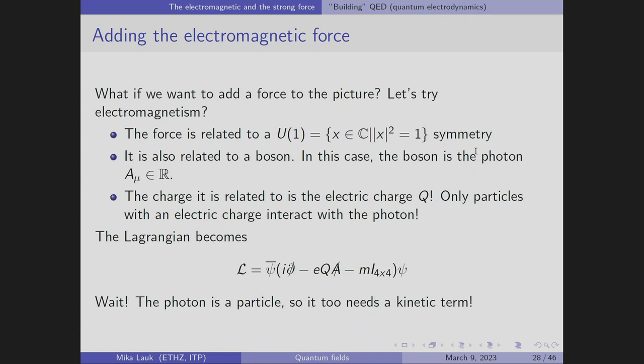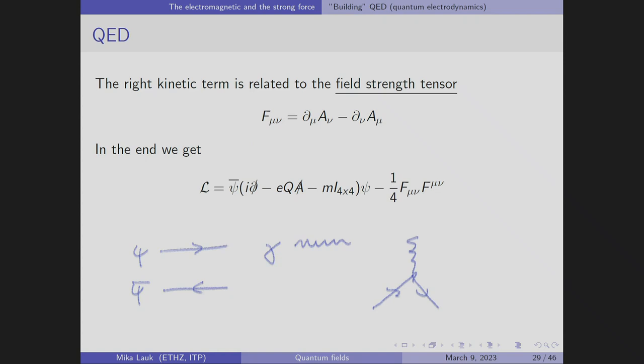Now, the photon is a particle, so we need a kinetic term for it. Because we not only want to have some interaction between an electron and the photon, but we also want the photon to be able to just move around without interacting with anything. And it turns out, and I'm being a weasel, because I'm not going to tell you why this is the case. If you ask me afterwards, I'd love to talk about this. It turns out that the kinetic term is related to something we call the field strength tensor. You can just think of this as some object that combines derivatives of this A. And then if we add it in the right way, with a sum over mu and nu implicit here, we get the kinetic term for the photon.